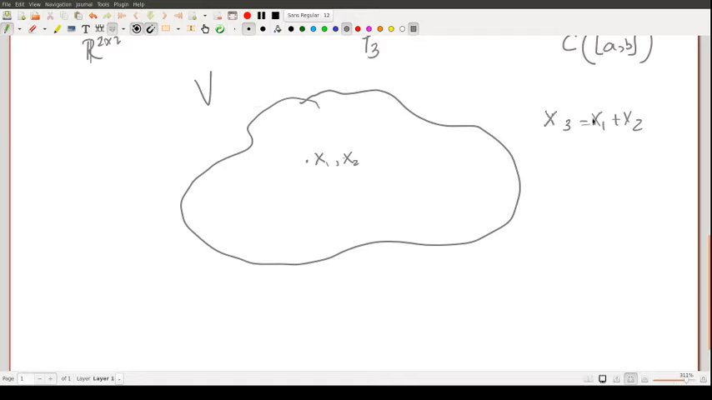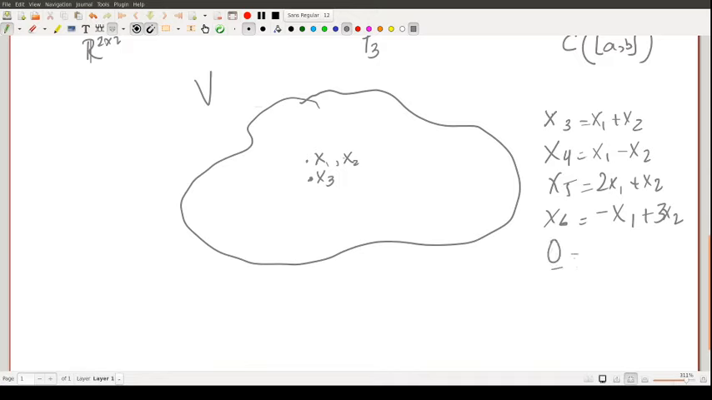x3 is going to be x1 plus x2, and now this is just a linear combination of these vectors, which means x3 is also going to be in this space. Let's say you take another combination, x4, x1 minus x2. You take another combination, x5, 2 times x1 plus x2. You take another combination, x6, minus x1 plus 3x2. You could even take the 0 vector over here, so the 0 vector would be 0 times x1 plus 0 times x2, and you get the 0 vector as well.